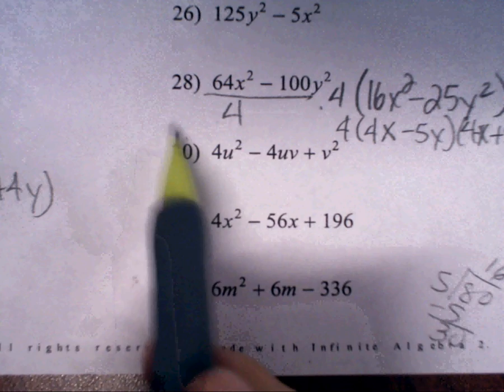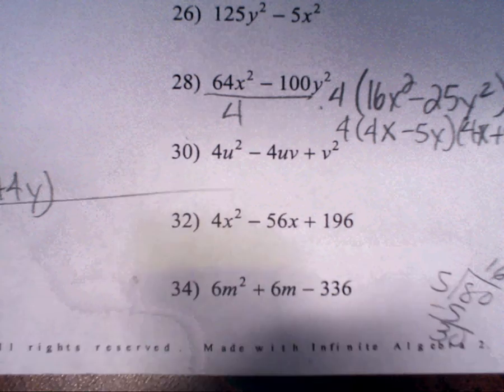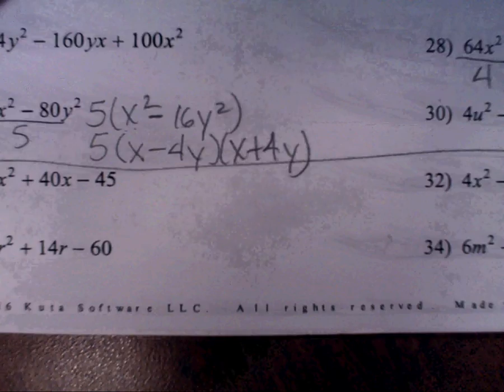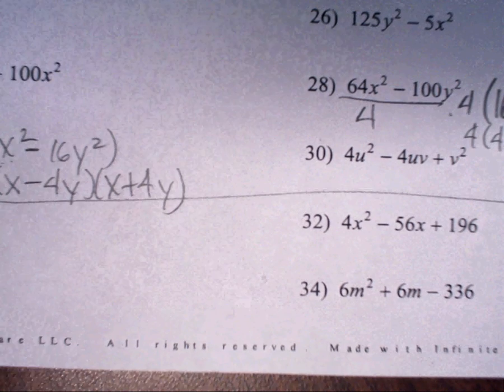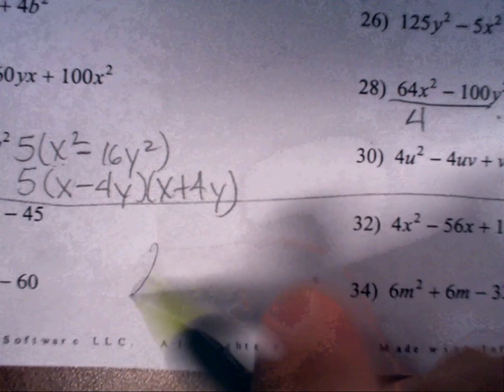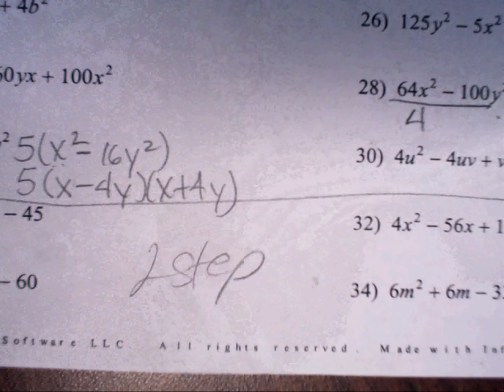Of these ones at the bottom, 31 through 34, they all have a GCF, and then you have to do something else. So these are two-step. Okay, GCF, then something.